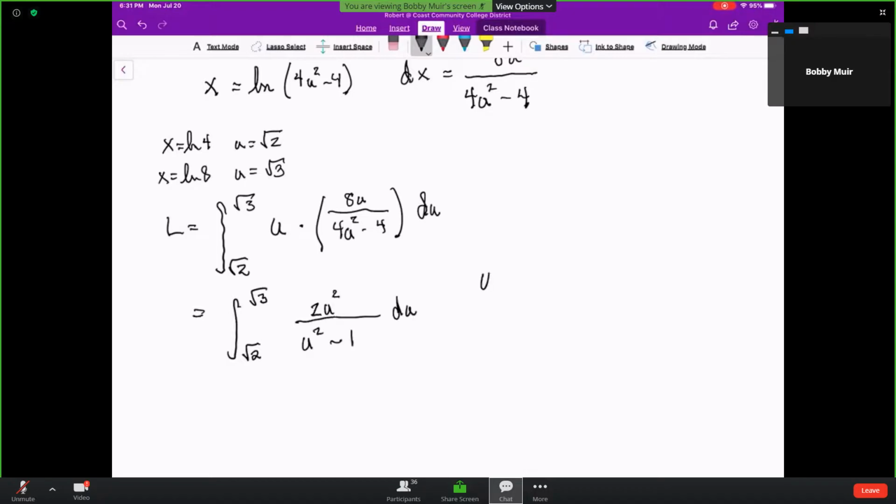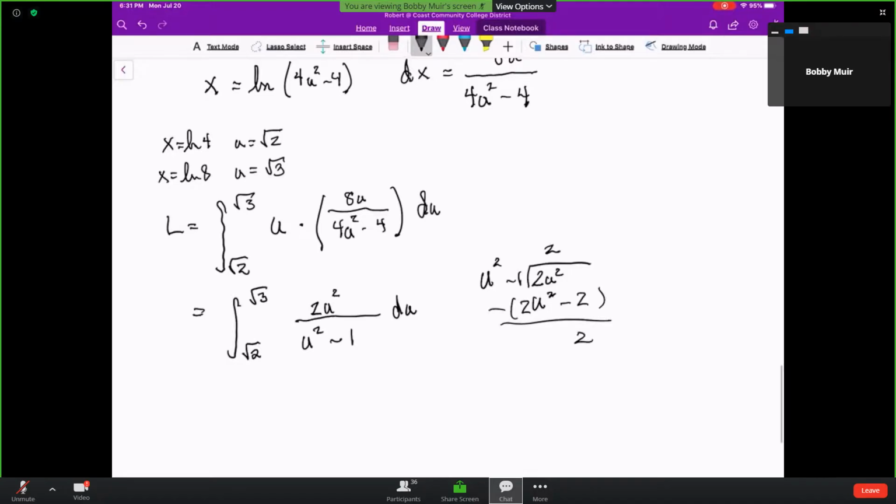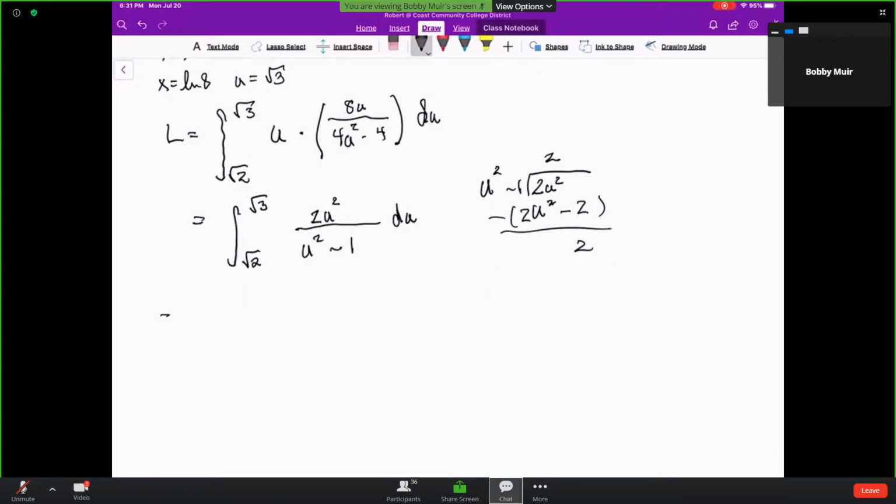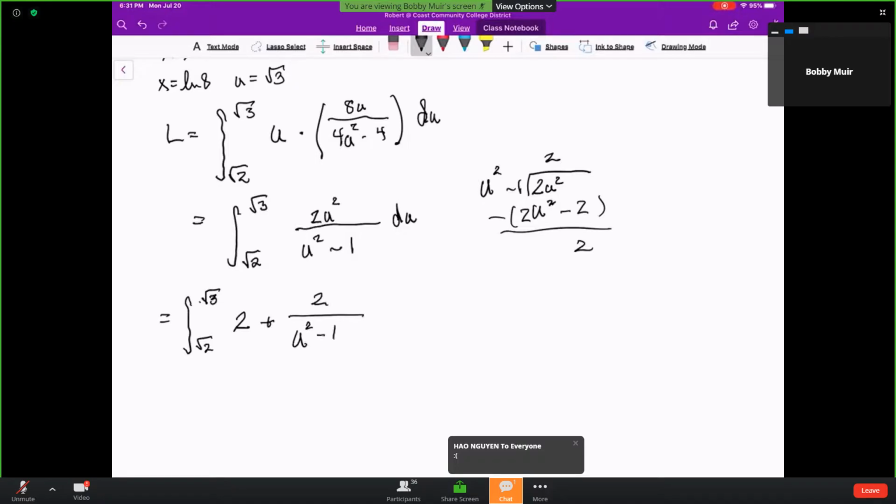Okay. Now you need to long divide. Two u squared minus 2. Do the subtraction, you get 2. There's nothing left to do. So now it's going to be the integral from the square root of 2 to the square root of 3 of the quotient, which is 2, plus the remainder piece, 2 over u squared minus 1.